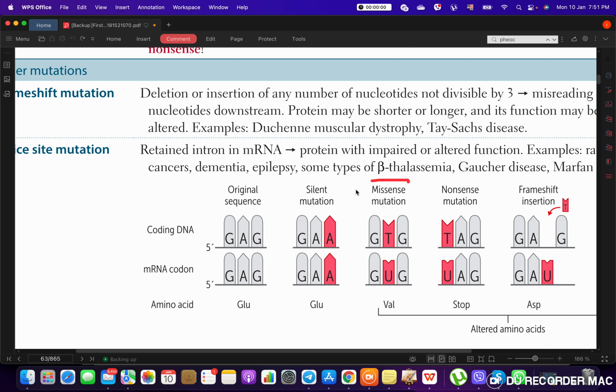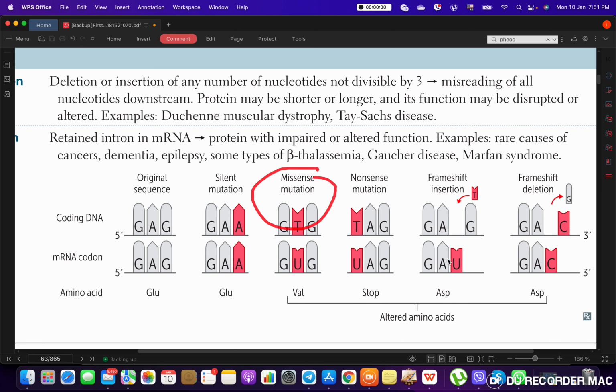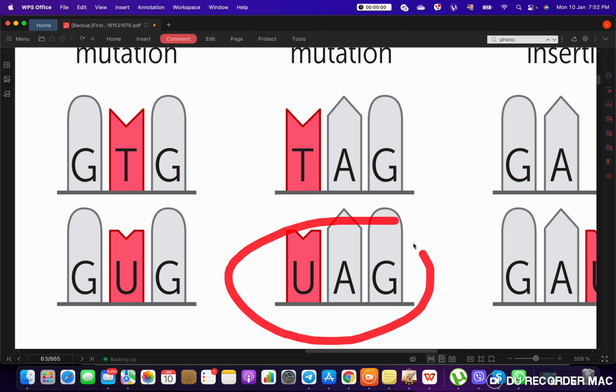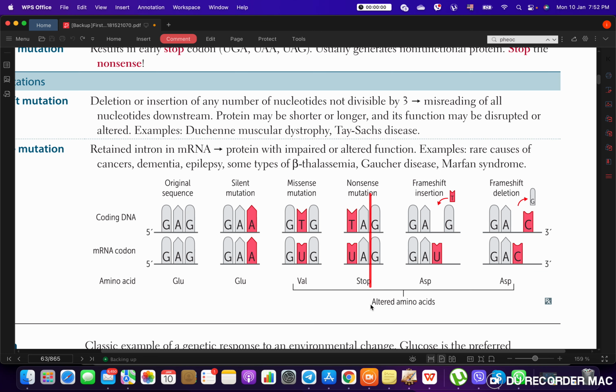The third one was the missense mutation. In the missense mutation, instead of glutamic acid, we are coding for valine, which causes sickle cell disease. And the nonsense mutation is encoding for one of the stop codons. You are gone. So that stops the whole process.